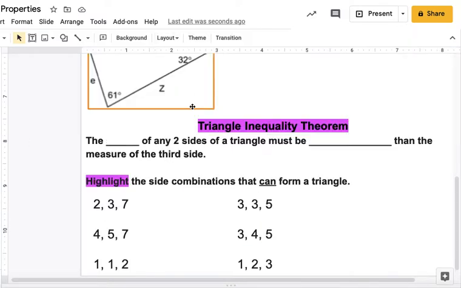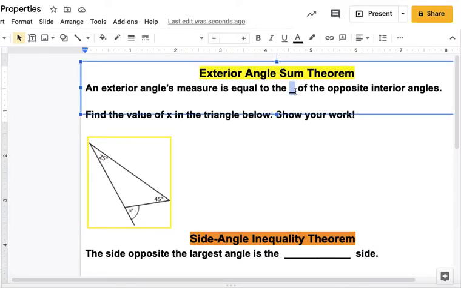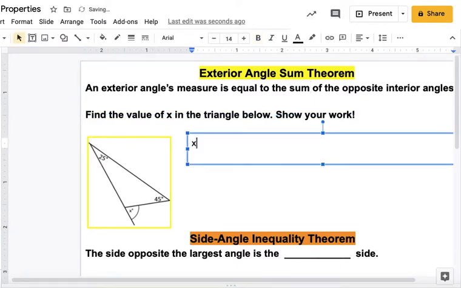Okay, next we're going to talk about the exterior angle sum. These are the angles on the outside of a triangle. This angle is equal to the sum of the opposite interior angles. So we take this angle, it's equal to the sum of these two angles. Sum means we add. So here we go. This exterior angle equals the sum of these two.